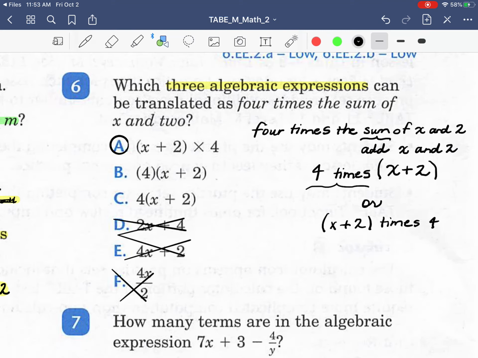A is correct. B is correct. And C is correct. All of those are saying exactly the same thing in terms of amount. We are multiplying the whole x plus 2 by the 4. You really need those parentheses to keep your x plus 2 together. You don't want to let those get separated. So you notice that all of these have the parentheses.